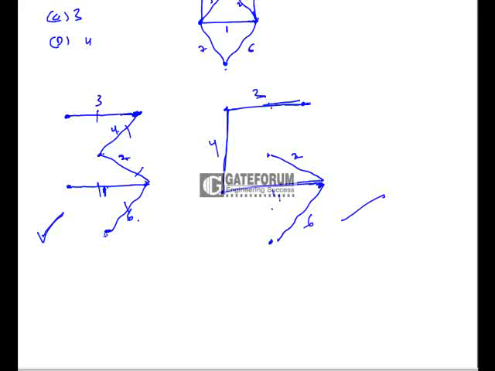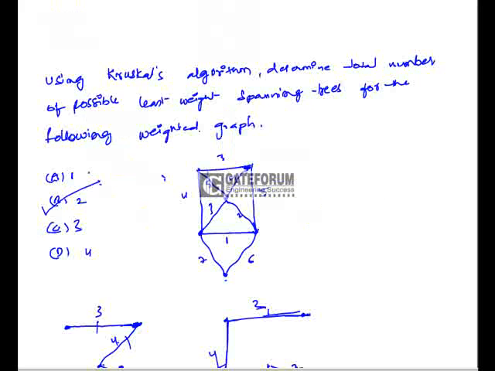Let us check in this spanning tree also. 1, 2, 3, 4 and 5. So here the number of minimal spanning trees by using Kruskal's algorithm is 2. So here the correct option is option B.